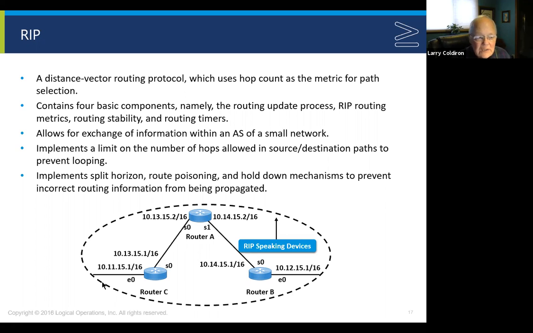Route poisoning is a special technique to tell everybody that this route is down. It's no longer available. What it does is set the hop count to 16. A hop count of 16 is infinity, it can't get there. Hold down mechanisms: if a route goes down and is no good anymore, we have to wait a certain minimum amount of time before we can accept a new route. All of those are to prevent incorrect routing information from being propagated.